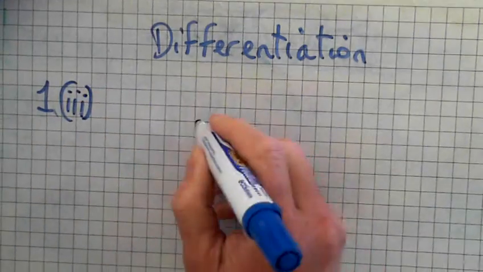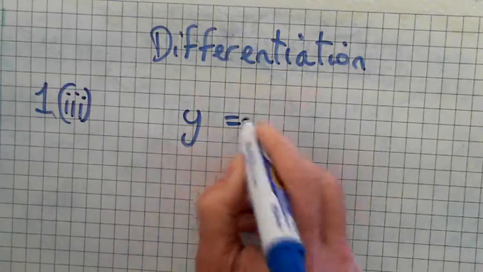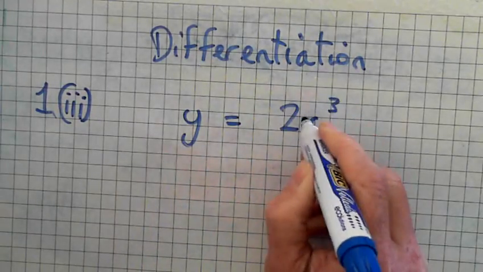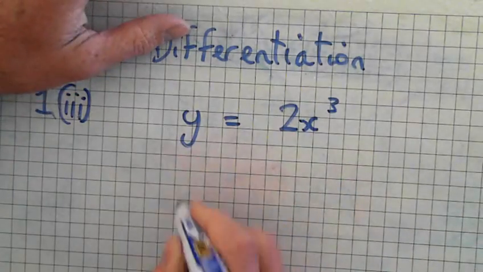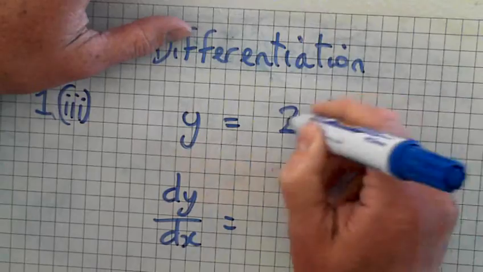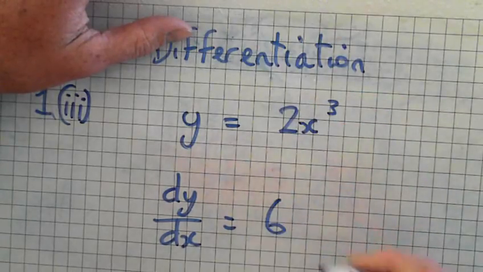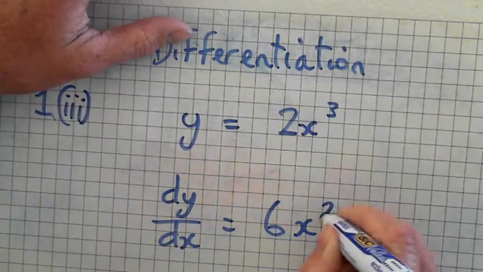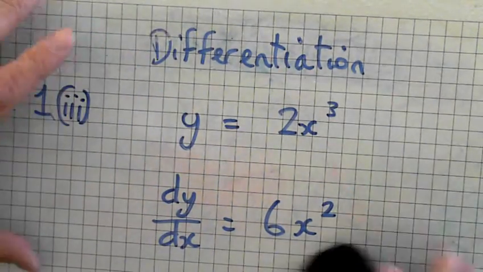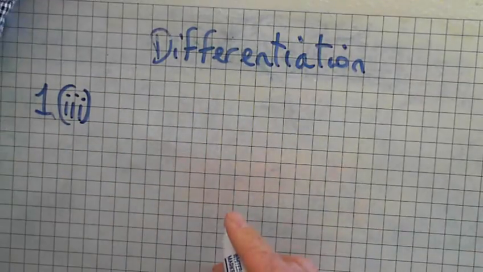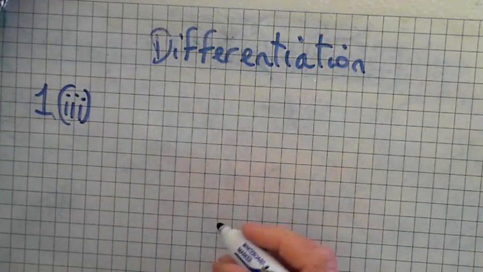Part 3, just sit down for a second. Right, dy/dx, differentiate. 3 times 2 is 6, x, reduce the power by 1. This is the way I want the homework done out. We'll look at another one.